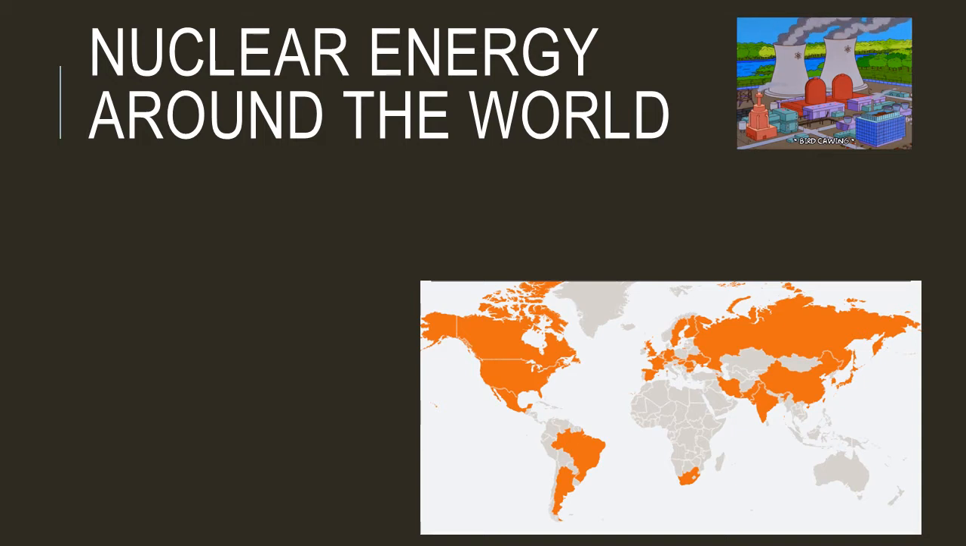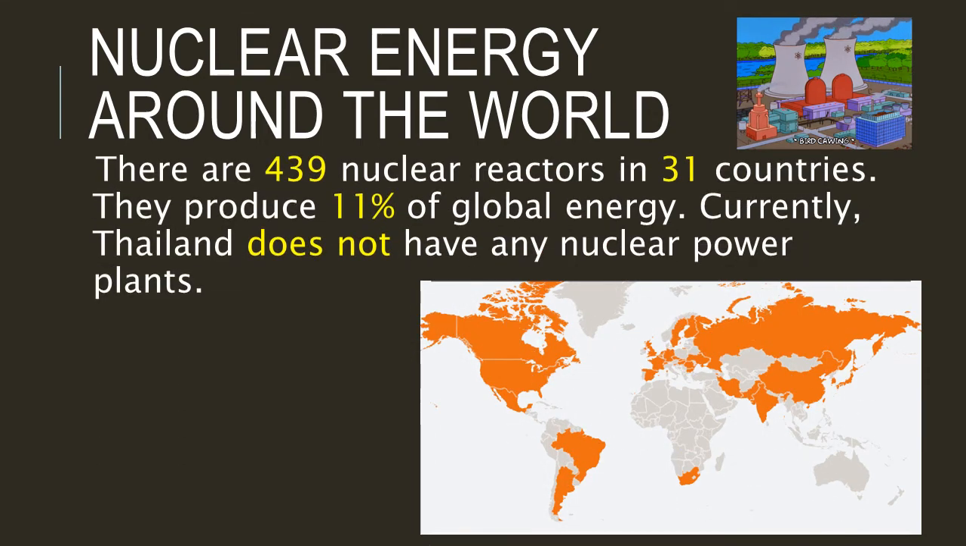Now, I want us to think about nuclear energy around the world first. So, there are 439 nuclear reactors, okay? Things that use nuclear power to create electricity. And they are in 31 countries. These reactors produce 11% of global energy, okay? So 439 reactors producing 11% of the entire world's energy.